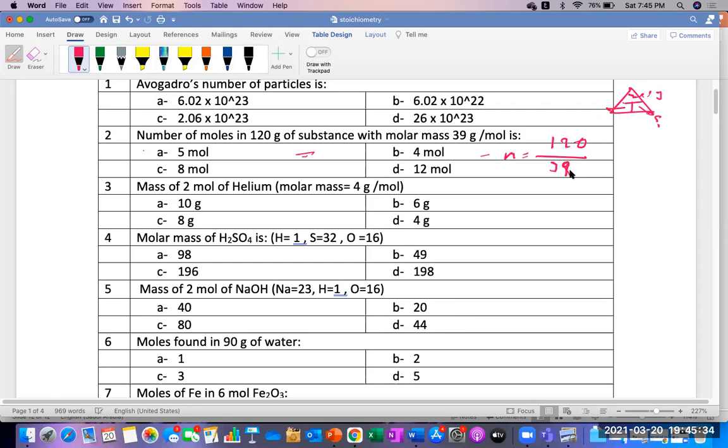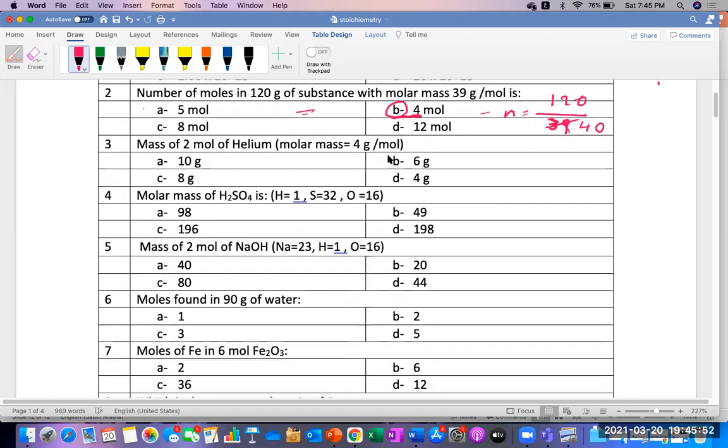Of course, we are not going to divide exactly, we will just round it. If this one is 40, it will equal 3. So we don't have any 3 here, so the most suitable one will be 4.